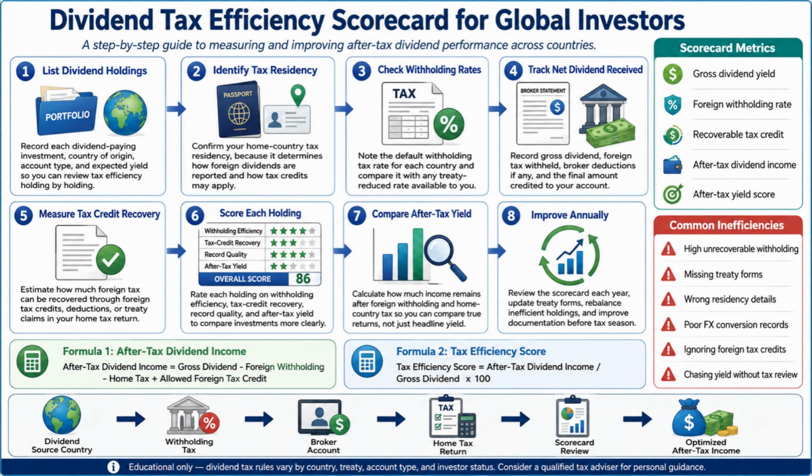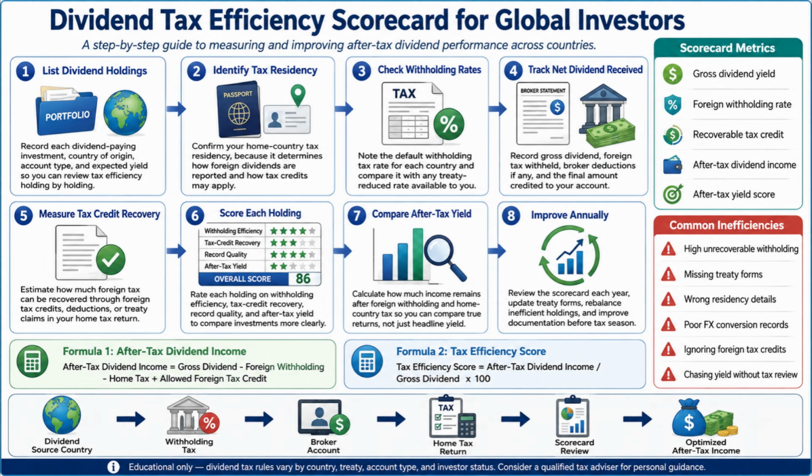So, the full process is simple. First, the dividend comes from the source country. Then withholding tax may be deducted. After that, the dividend reaches your broker account. Next, you report it in your home tax return. Then you review your scorecard. Finally, you aim for optimized after-tax income.